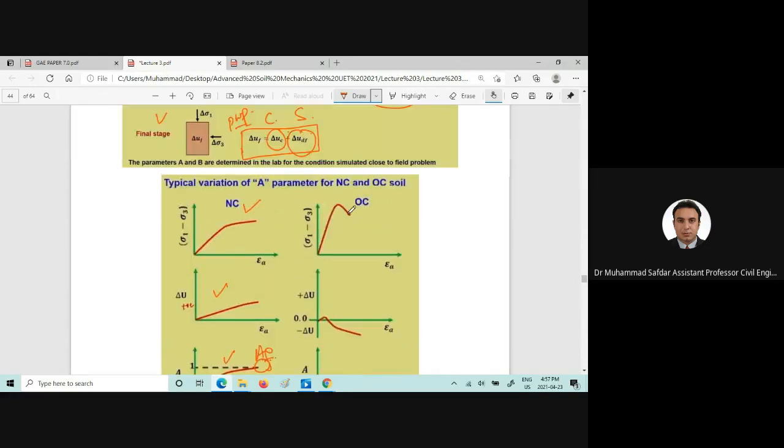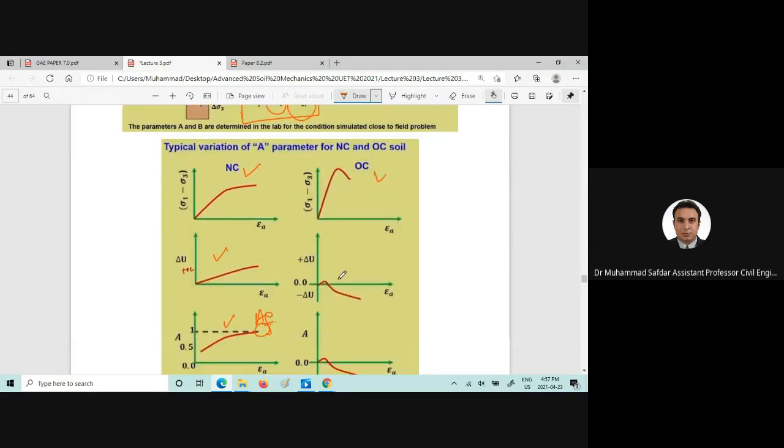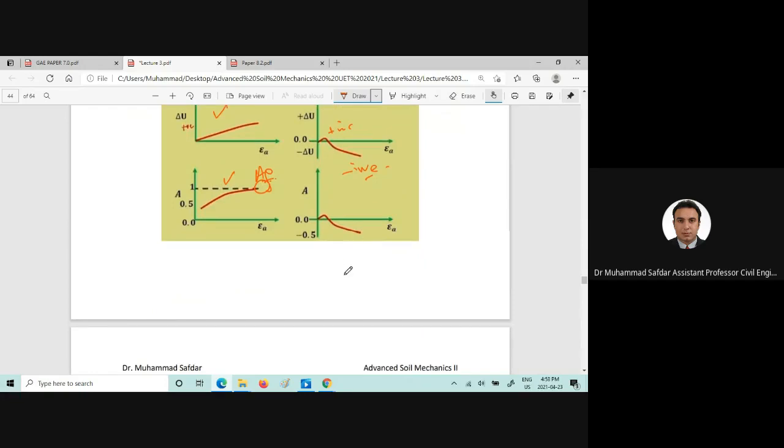For over consolidated clay, see how the pore water pressure initially changes, and then it gives us negative values due to the suction or the expansion or the dilatancy effect. And the negative pore water pressure parameter AF can be seen here in negative terms, for example, 0.5.